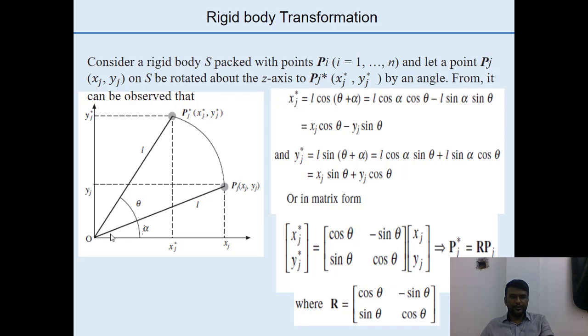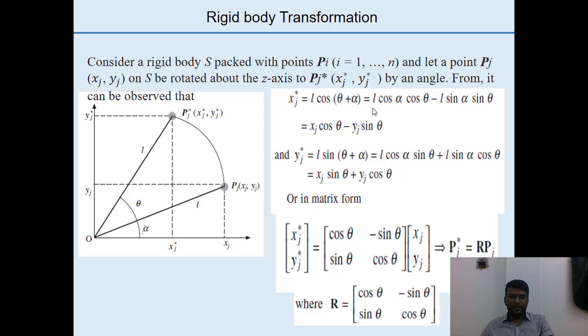If we connect this with the line, the length will be the same because the rotation is around the circumference of the circle. So the length L is the same, right? And this angle of rotation is theta, so we have rotated the point Pj by an angle theta. The new coordinates are xj star, yj star.